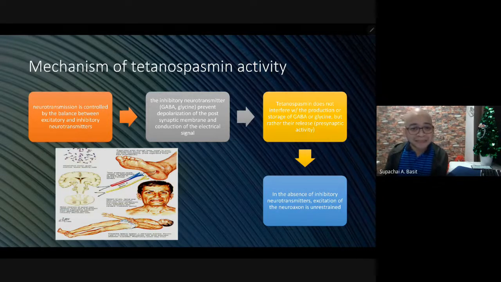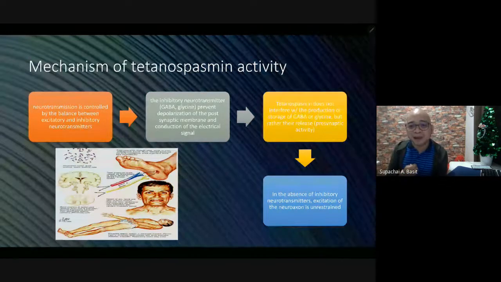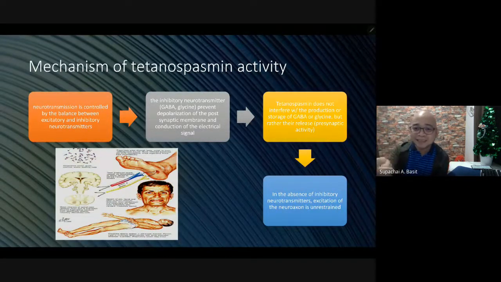So in the absence of inhibitory neurotransmitter, the excitation of the neuroaxon is continuous and unrestrained until such time that we are paralyzed. Imagine yourself, your muscle contracts without relaxation. That's what's happening in tetanus. Muscle contracts without relaxation because the toxin inhibits the release of GABA, gamma-aminobutyric acid. Okay, so I hope that's clear.